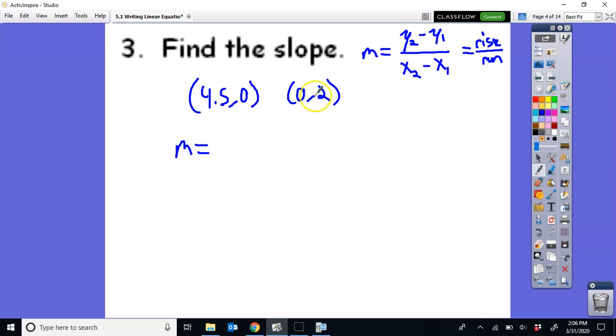So here's how you do it. y2 minus y1 over x2 minus x1. If you need to, you can always label your points here. You can say, okay, that's x1 and y1. That's x2 and y2, because this is the x and y from the first point, x and y from the second point. Then we do the math here. 2 minus 0 is 2. 0 minus 4.5 would be a negative 4.5.